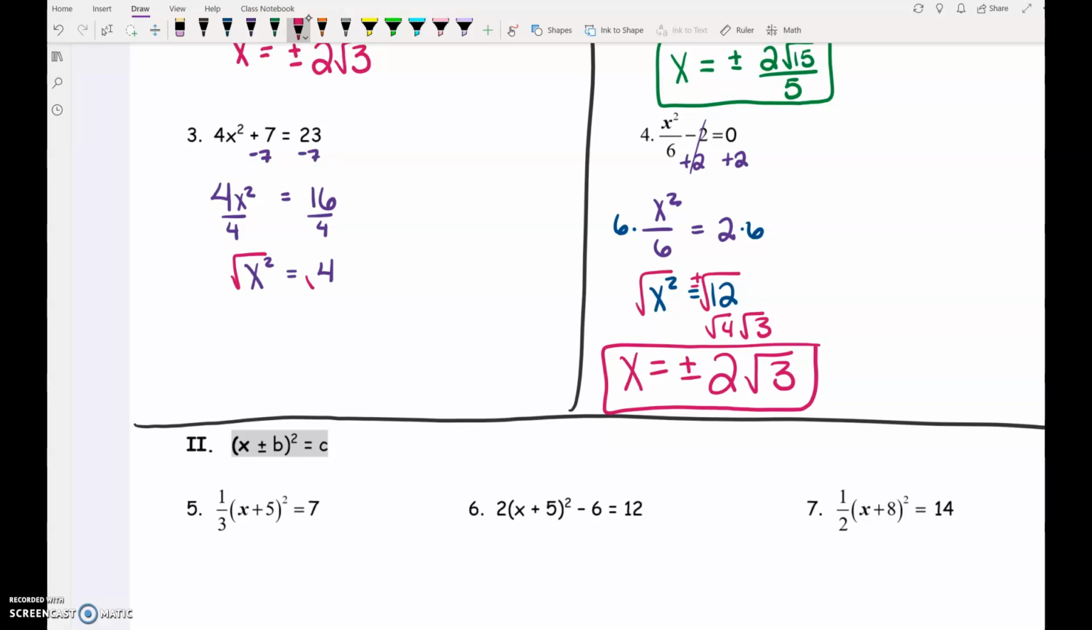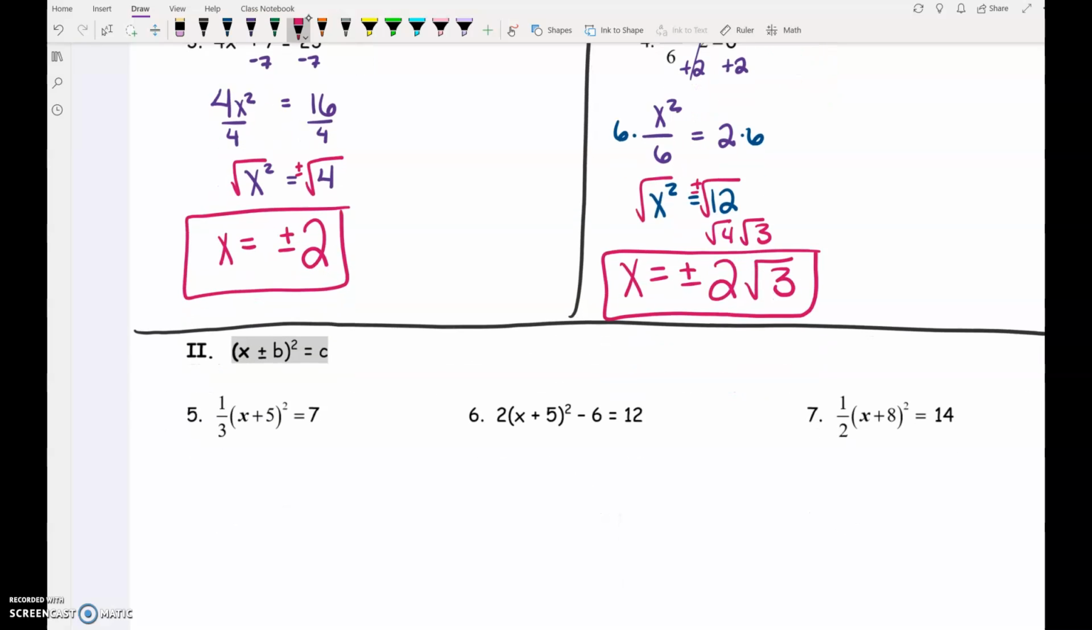Then we square root. Don't forget the plus minus. Before you try to simplify the square root of 4, do you notice that 4 is on our list of perfect squares? Yeah. The square root of 4 is 2. So x equals positive or negative 2.